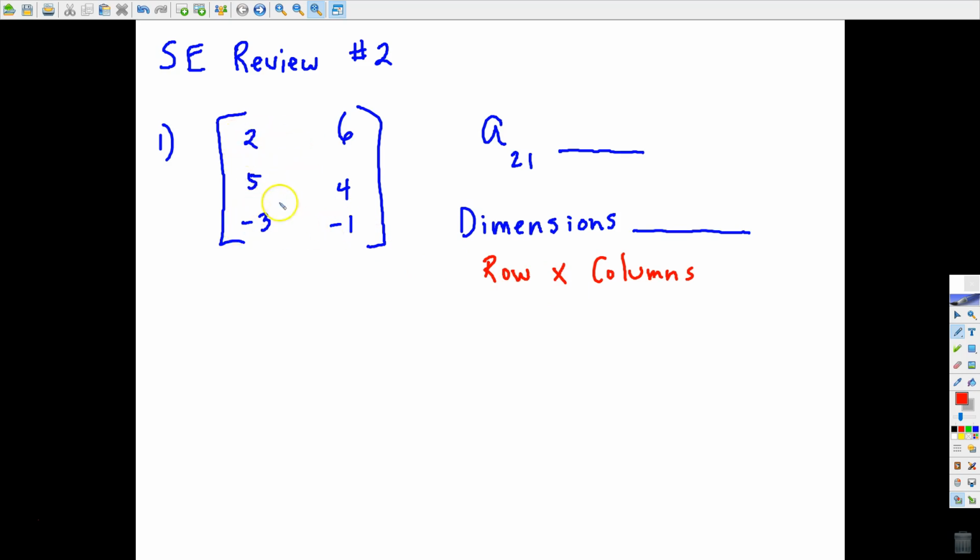So there are 3 rows. Rows run horizontally. So there are 3 rows and there are 2 columns. Columns run vertically. And so we would say that this is a 3 by 2 matrix. And the indicated element, this means in this matrix, what is the element that is in the second row? In the same way that we do dimensions, this first number indicates the row number. So it's the second row and the first column, and the number that's in that position is the number 5. So that's our complete answer for number 1.